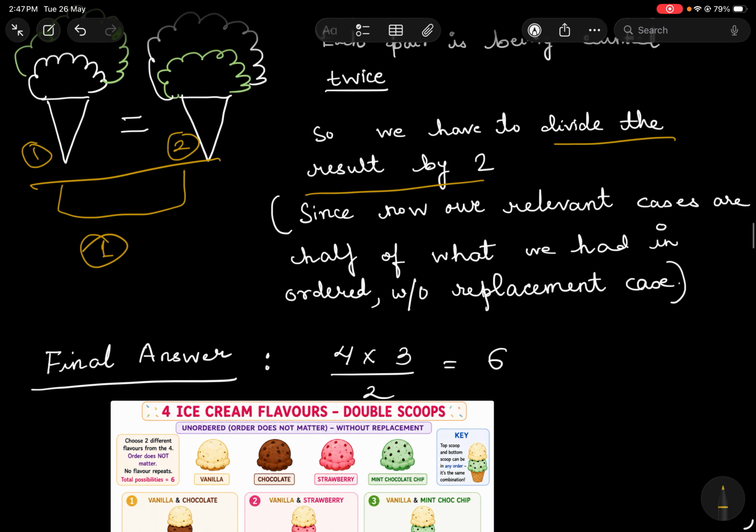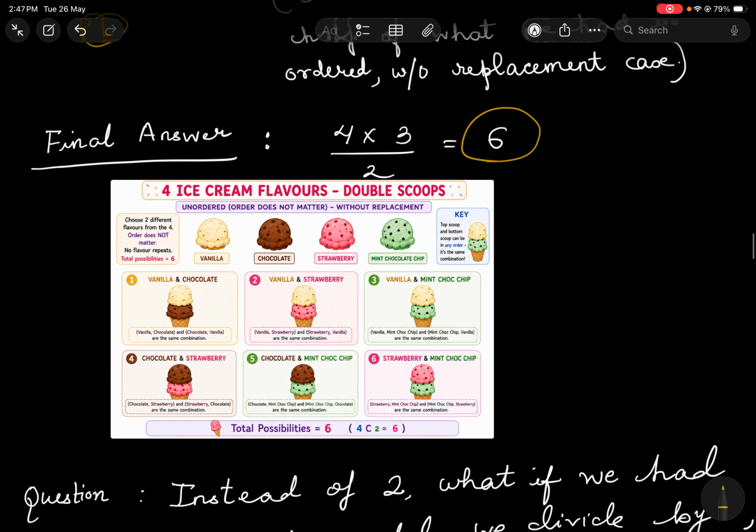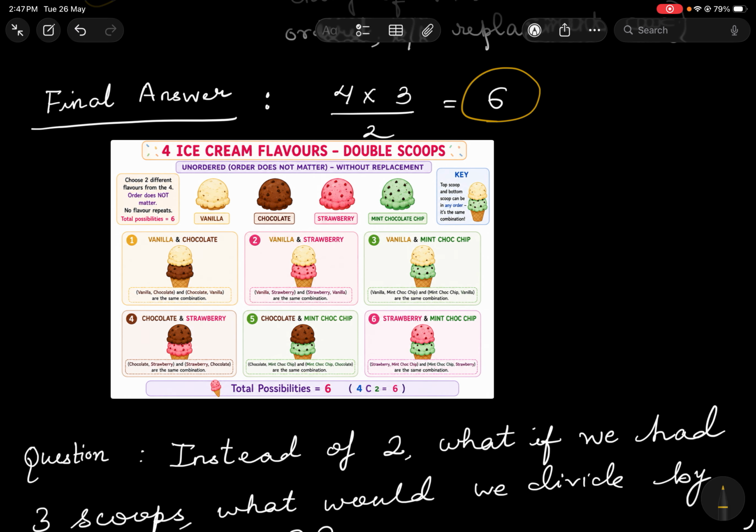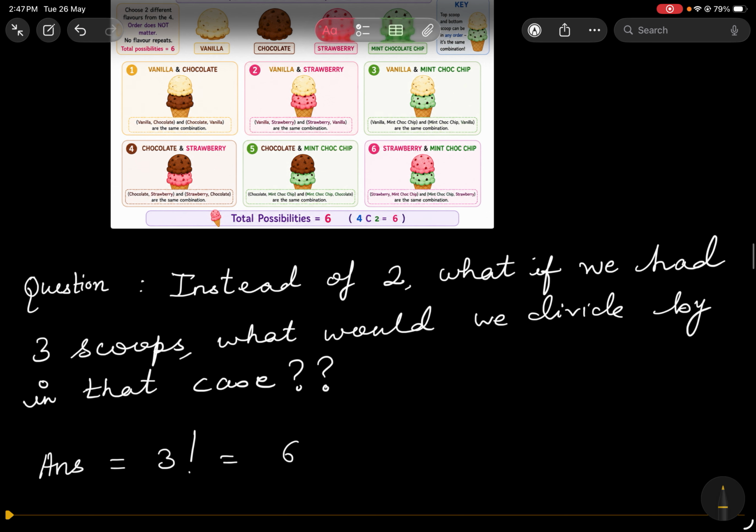All right, so now in our case, it is 12 by 2, which is 6 possibilities. So if you look at this, vanilla and chocolate is one case. You don't have vanilla first, chocolate second, chocolate first, vanilla second, all that being considered as two different options. This is the same thing, and hence now we have 6 possibilities, and they are very neatly captured here, you can see.